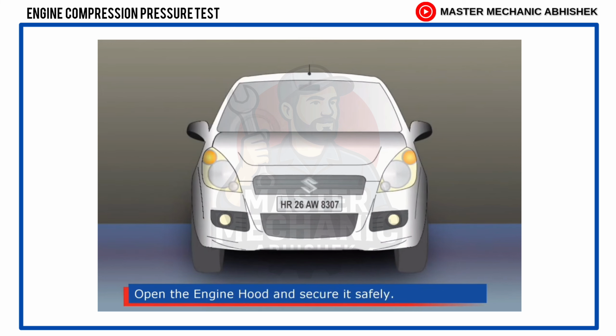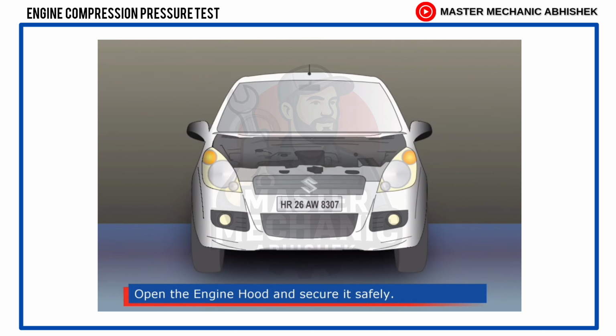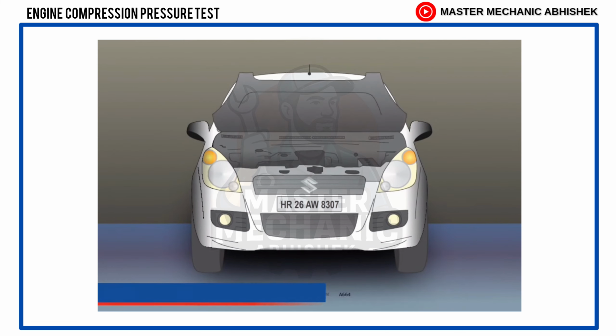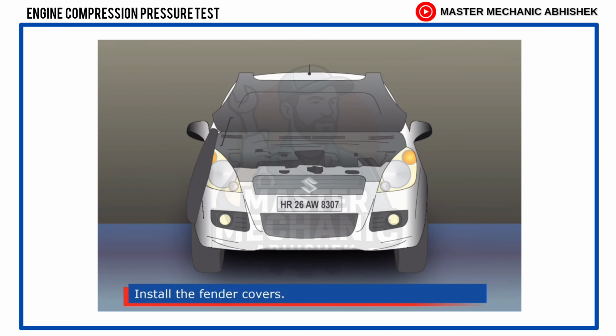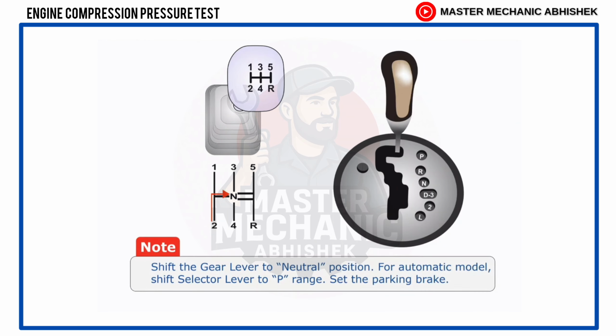Open the engine hood and secure it safely in the open position. Install the fender covers. Shift gear lever to neutral position. For automatic model, shift selector lever to P range. Set the parking brake.